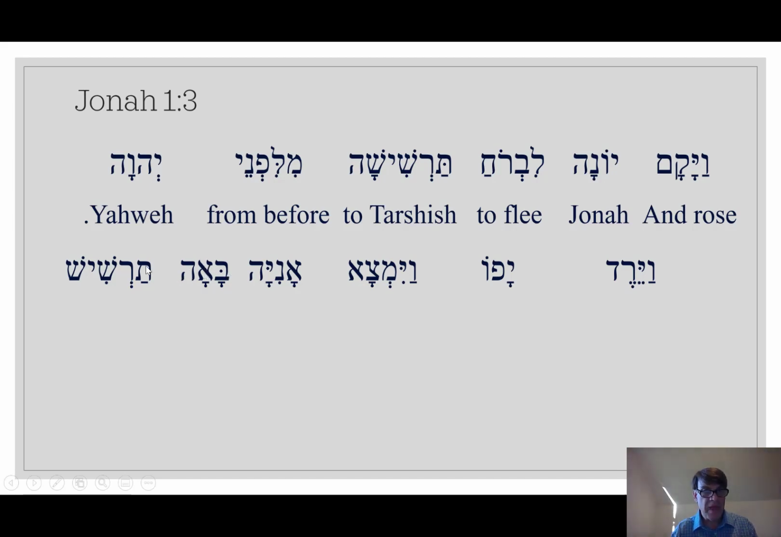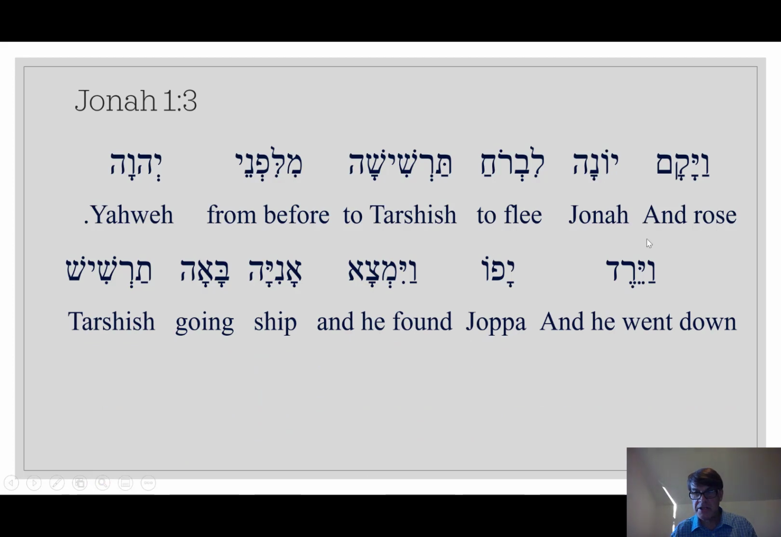Ba'ah. Okay? And then, wait, didn't I see that up here? I did. Tav, Resh, Sheen, again, Yod, Sheen. Tarshish. The translation is, and he went down to Joppa. The word "to" isn't there, but we have to put it in to make good English. Vayimtza, and he found, oniyah, a ship, ba'ah, going, Tarshish, to Tarshish. The "to" isn't there, but we need it to make good English.